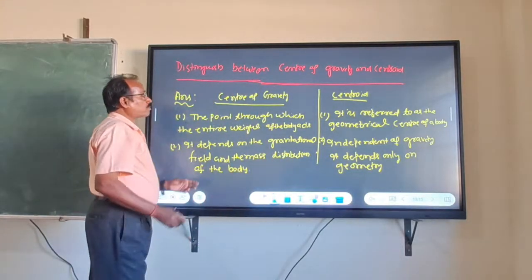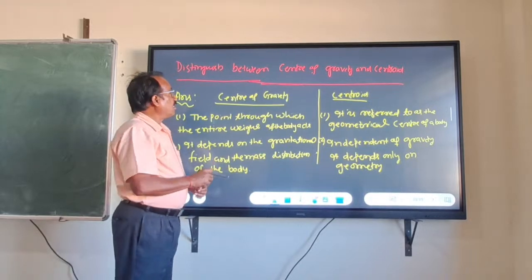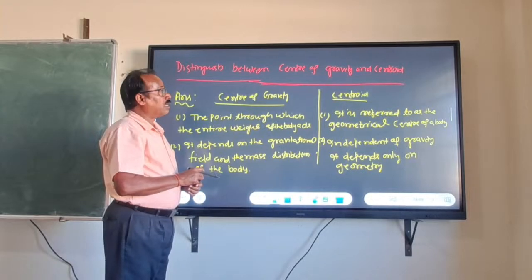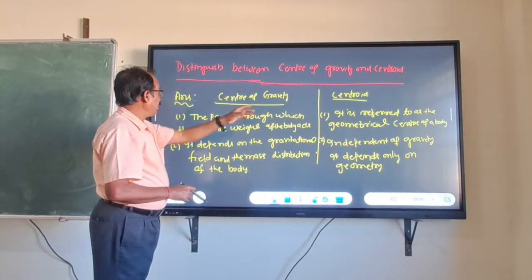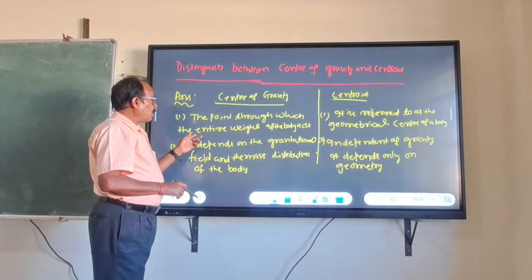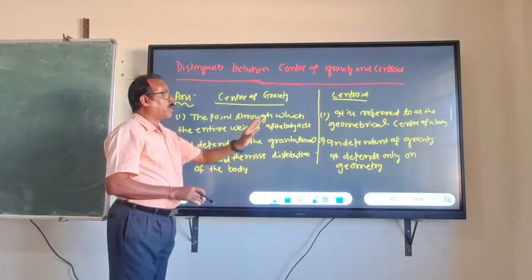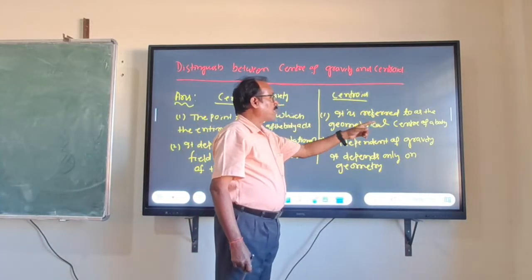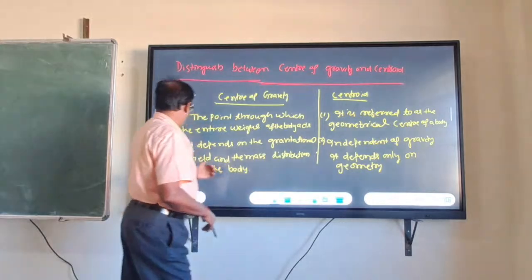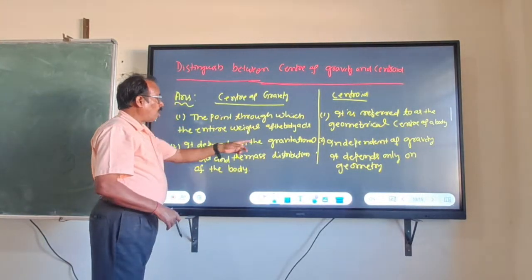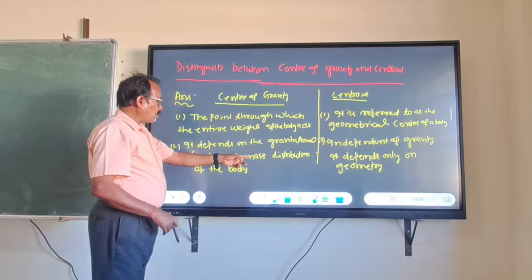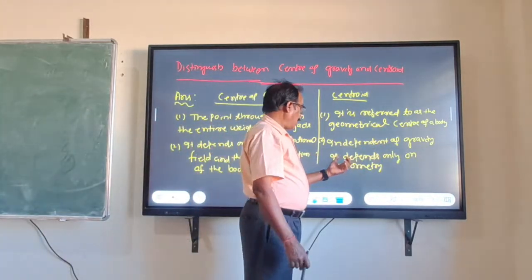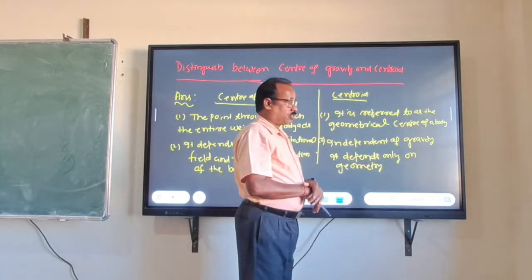It is also an important 2 marks type of question. Distinguish between center of gravity and centroid. Center of gravity is the point through which the entire weight of the body acts. Number 2, it depends on the gravitational field and the mass distribution of the body. Centroid is the geometrical center of a body. It is independent of gravity. It depends only on geometry.